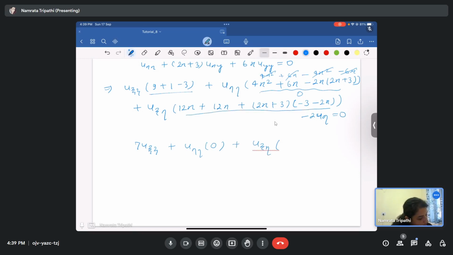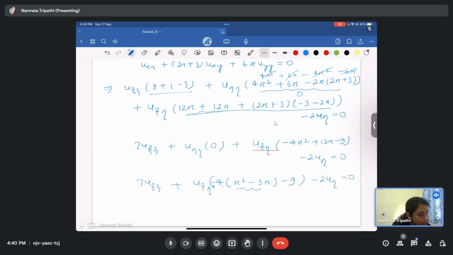After calculating this will be 24x, and after multiplying you will get, I'm going to write the expression. So this is, and if we take 4 outside, x square 3x minus 9. What is the value of x square minus 3x?